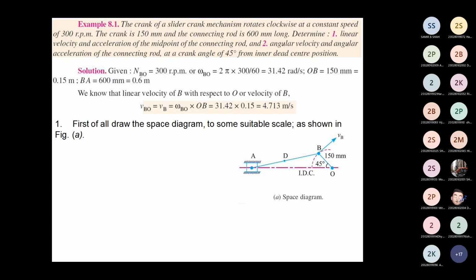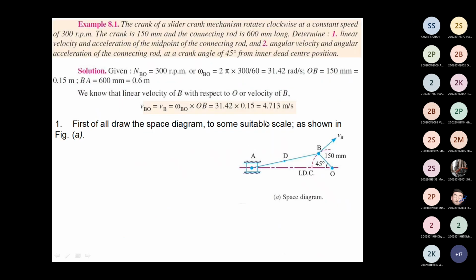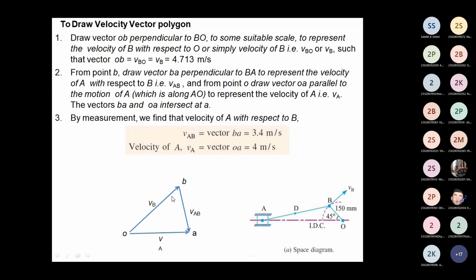And we find the velocity diagram. Hope you remember, we consider O as the first point. After that, we draw the perpendicular line for the velocity diagram. This is a perpendicular line where the magnitude of the OB link is 4.713. So this OB is 4.713.